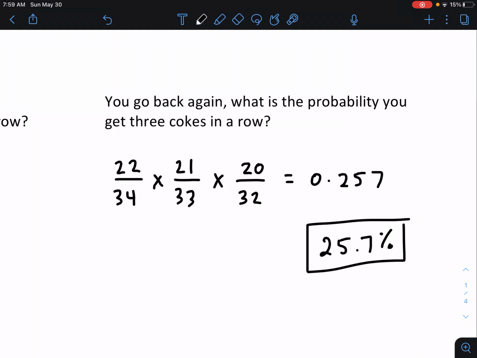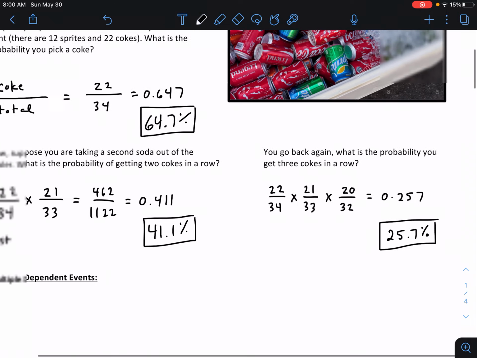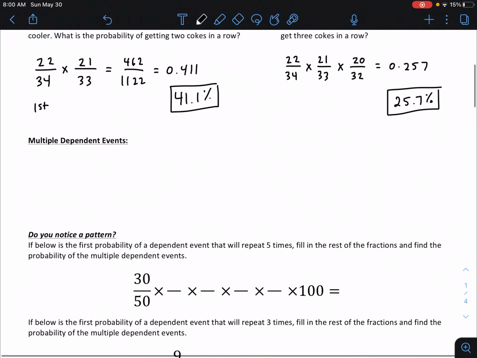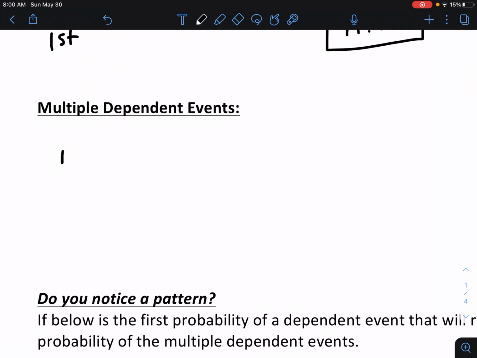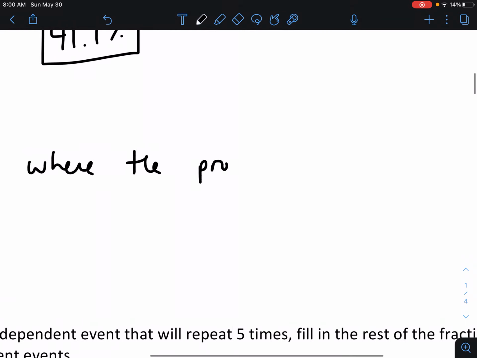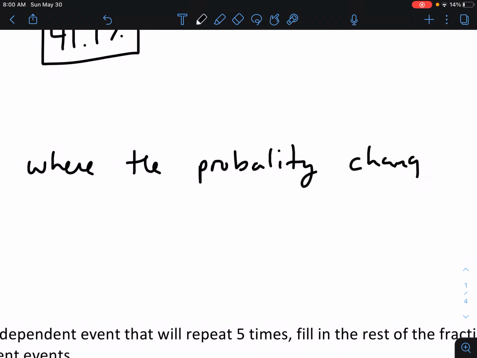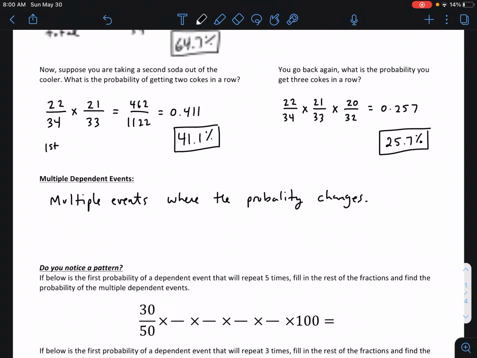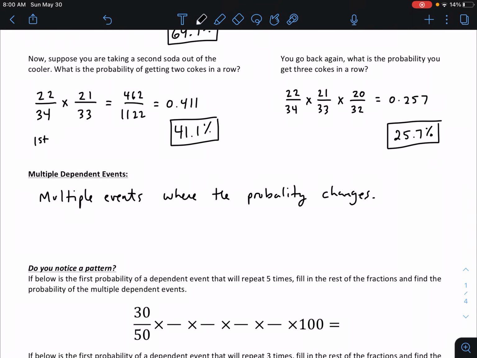Okay, so if we want to get 3 Cokes in a row, there's a 25% chance we're going to do that. So that's the idea of dependent events, multiple dependent events. It's multiple events, if we define it, where the probability changes because we are taking stuff out, right? Anytime you're reducing the quantity of something. Okay, so it's multiple events where the probability changes.